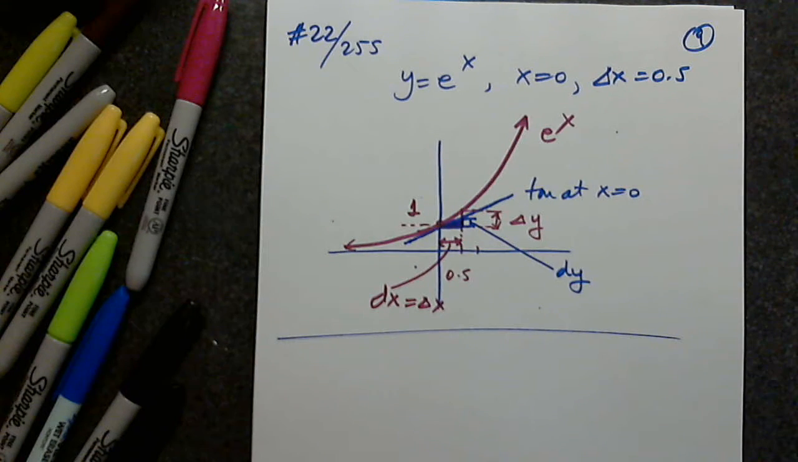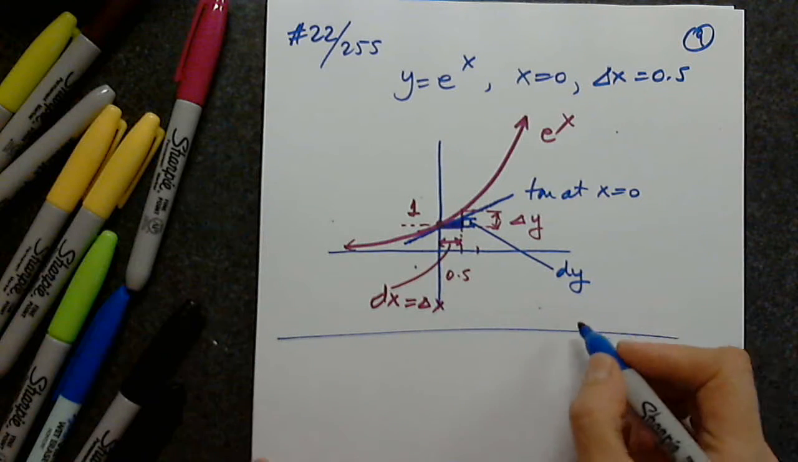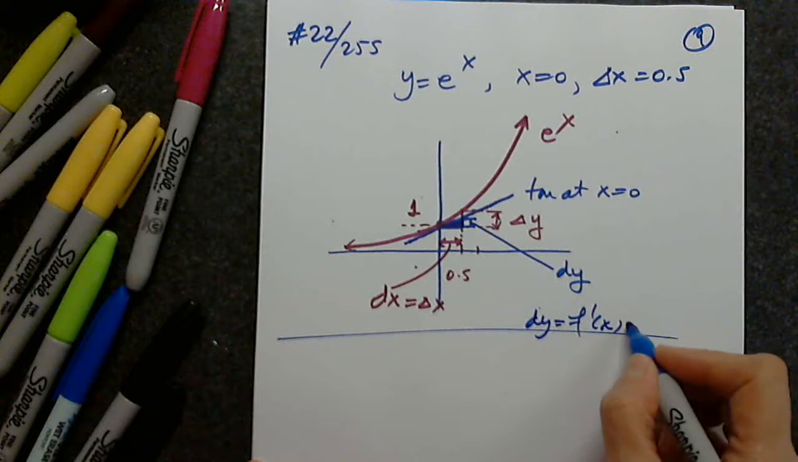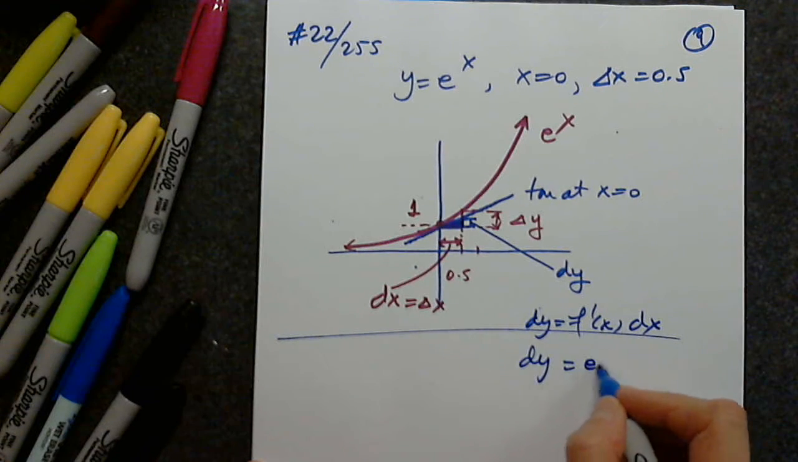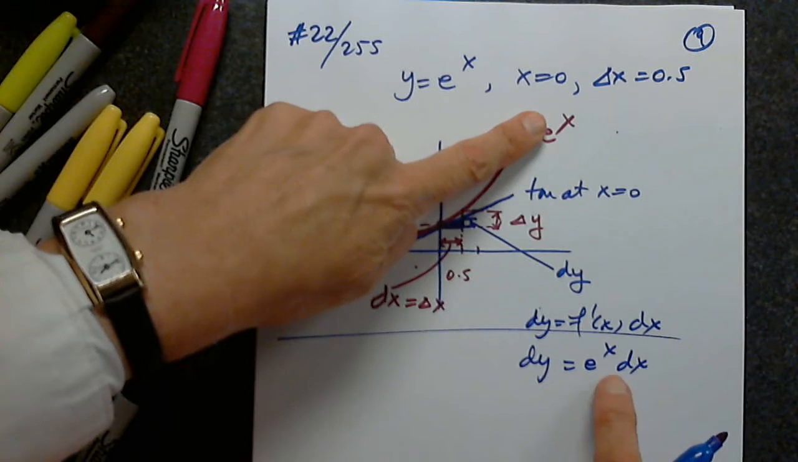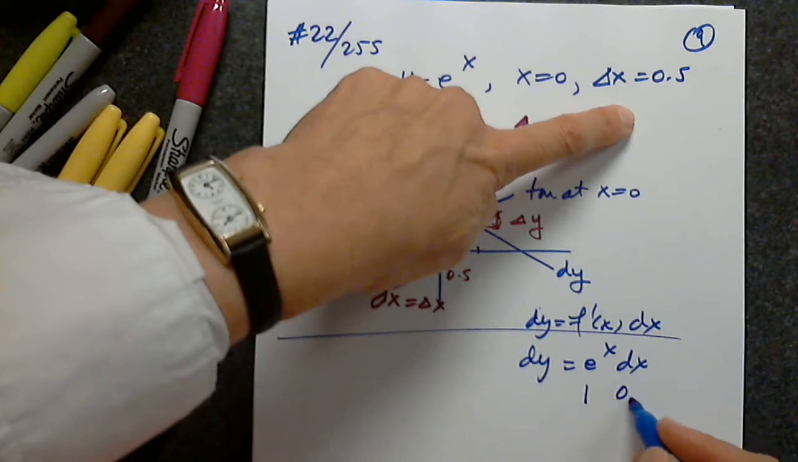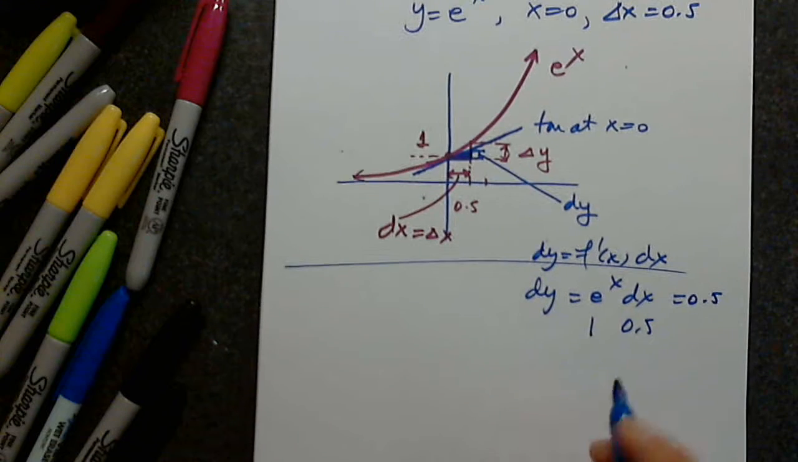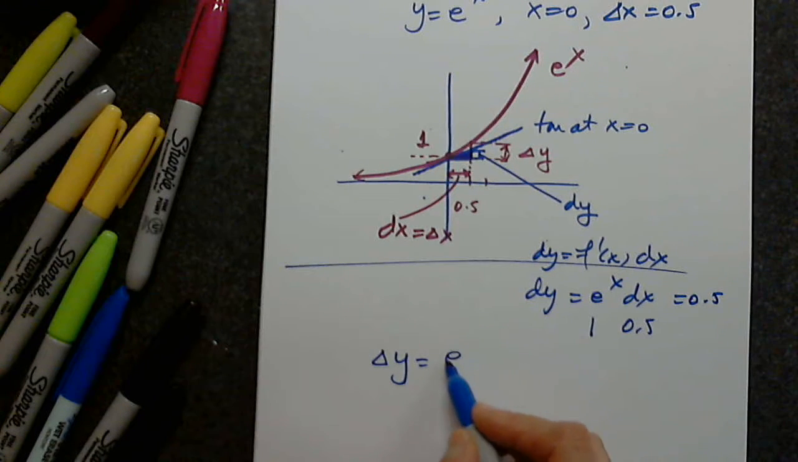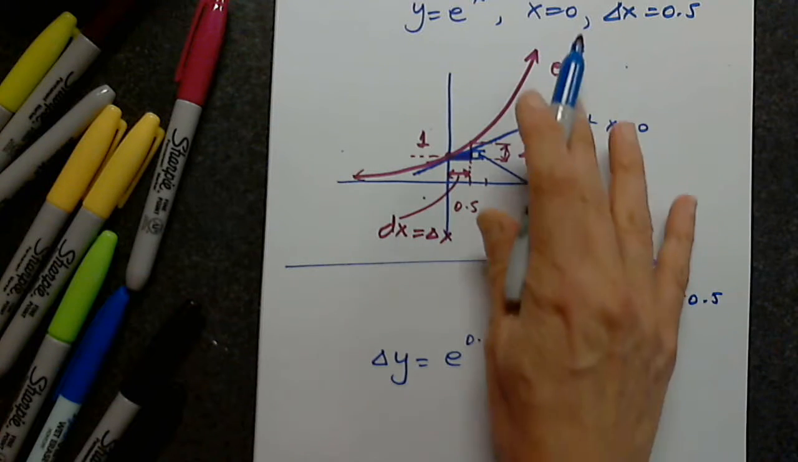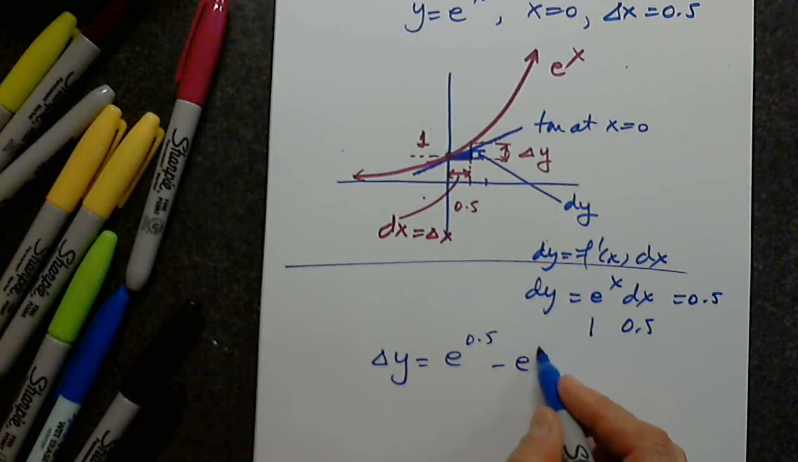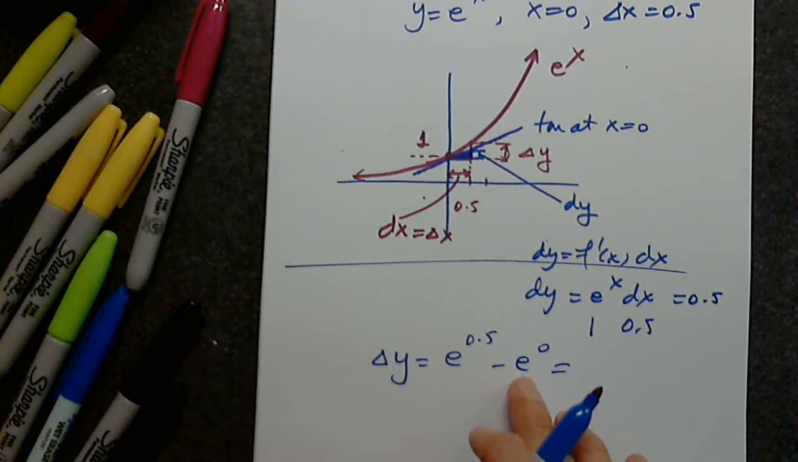Everything okay? So are we comparing the values? Yeah. All we have to do is write f prime of x. So this is dy, f prime of x dx. So dy will be e to the x times dx. You plug in 0 and you get 1, and this is 0.5. So this is 0.5. And then for exact delta y, you have to find e raised to 0.5, because it's 0 plus 0.5, minus e raised to 0, so whatever this is, minus 1.